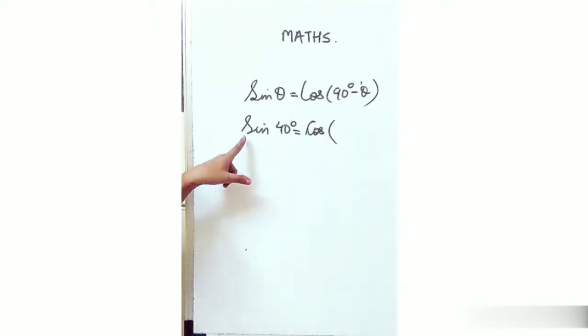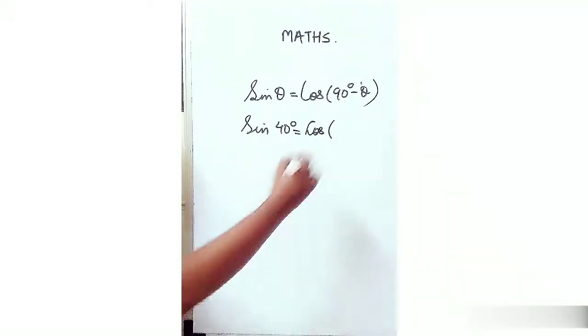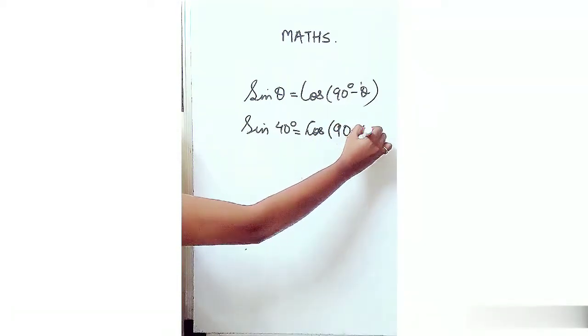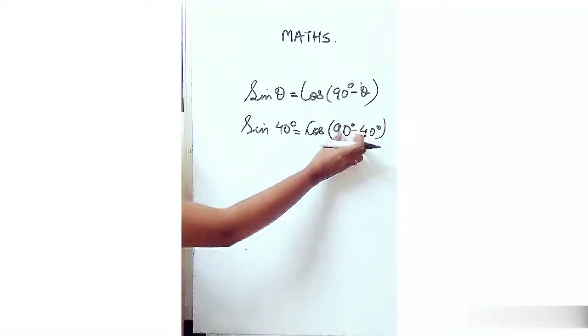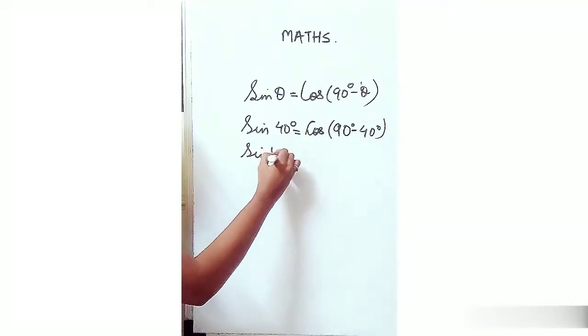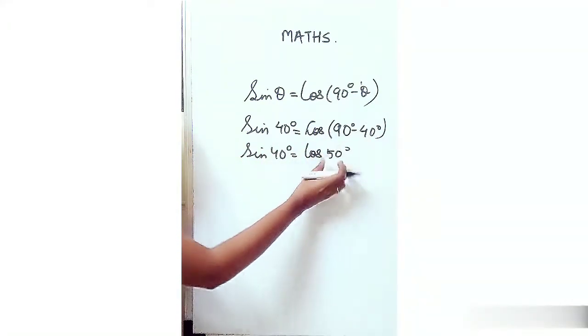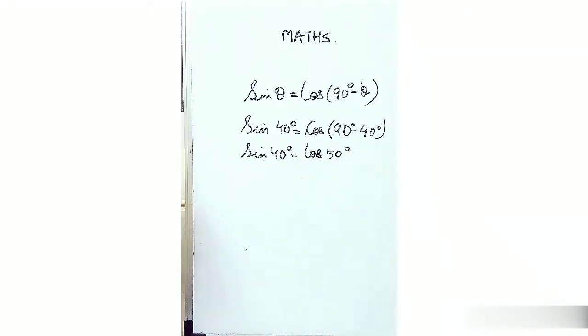Okay, so what will it be? This is sin 40, right? So sin 40, what will it be here? It will be cos of 90 minus 40 degree. Now what is 90 minus 40, student? Very simple. Now sin 40 degree is equal to cos 50. So their values will be equal.